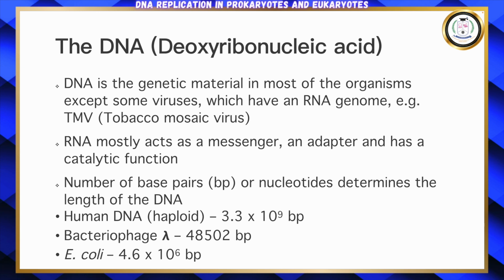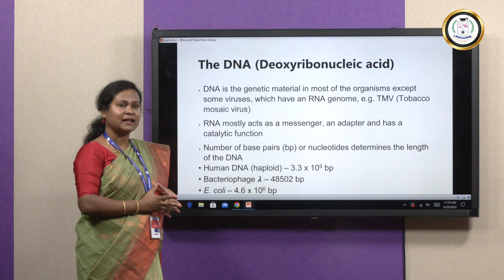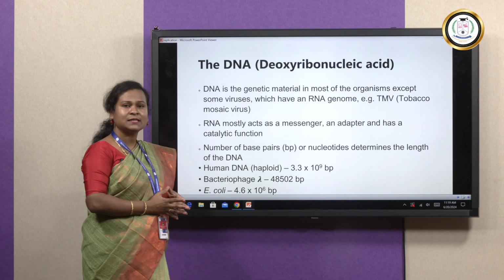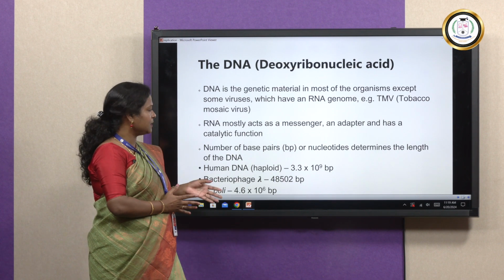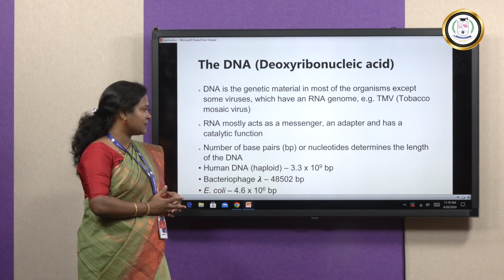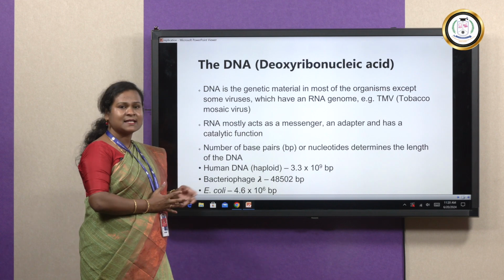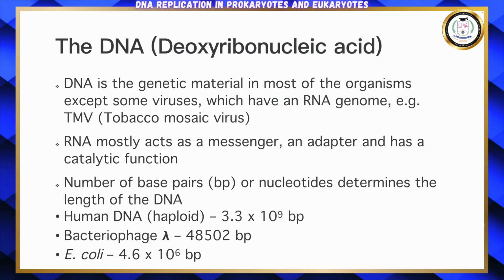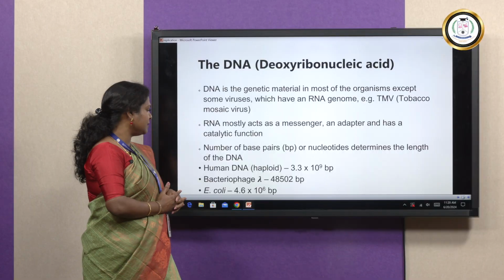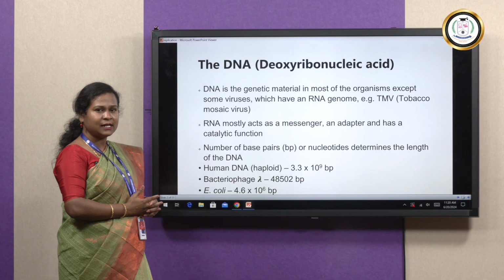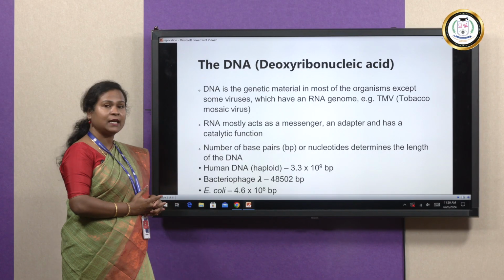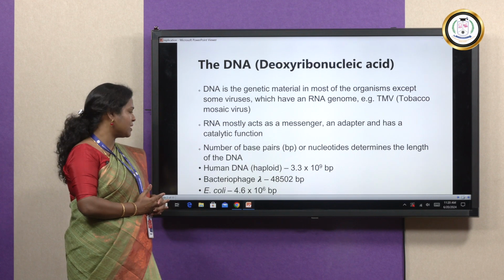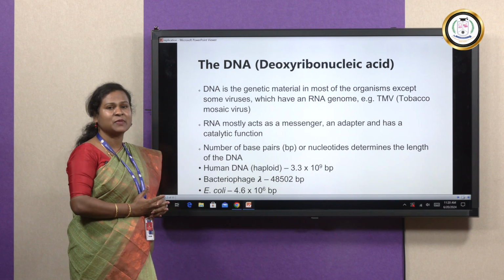For instance, human DNA in the haploid state tends to have 3.3 into 10 to the power 9 base pairs. This is in the haploid state of the human genome. And bacteriophages like lambda bacteriophage tend to have 48,502 base pairs. And a microscopic organism like E. coli tends to have 4.6 into 10 to the power 6 base pairs.